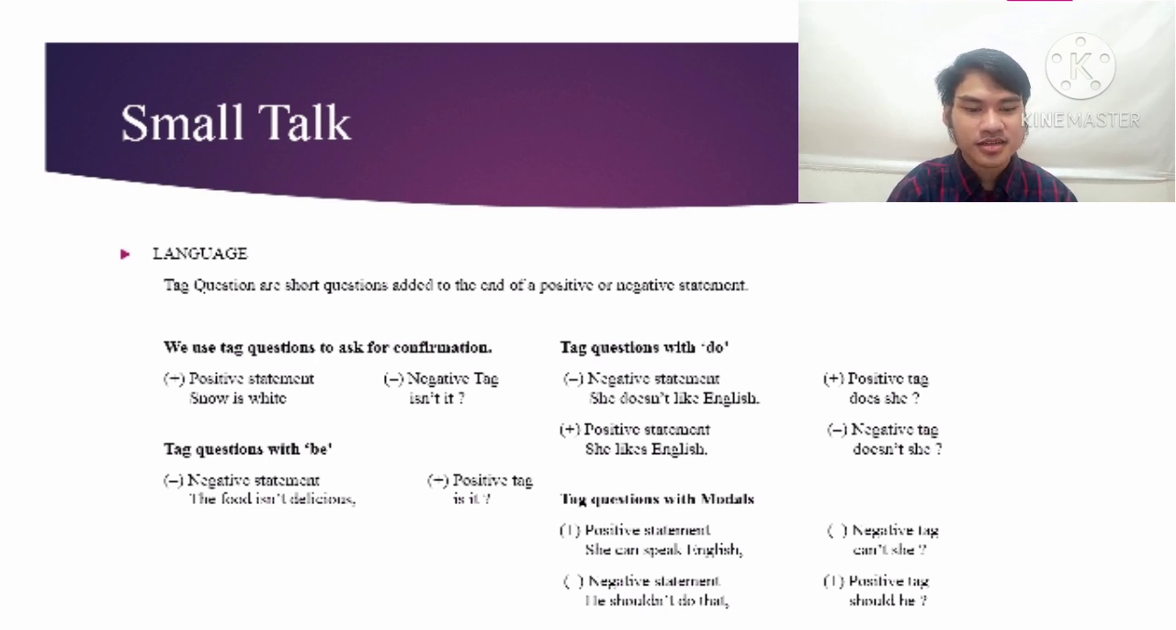Third, tag question with do. For negative statement, she doesn't like English. Positive tag, does she? For positive statement, she likes English. Negative tag, doesn't she? And the last, tag question with modals.